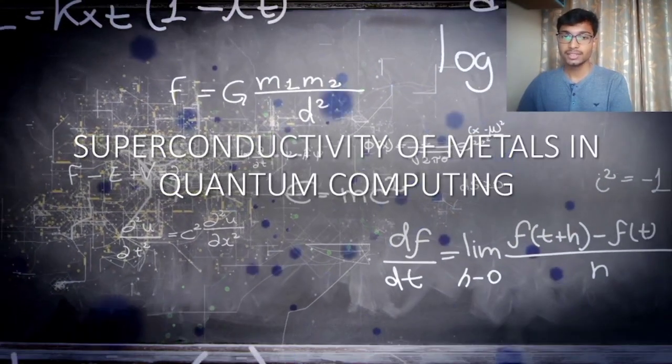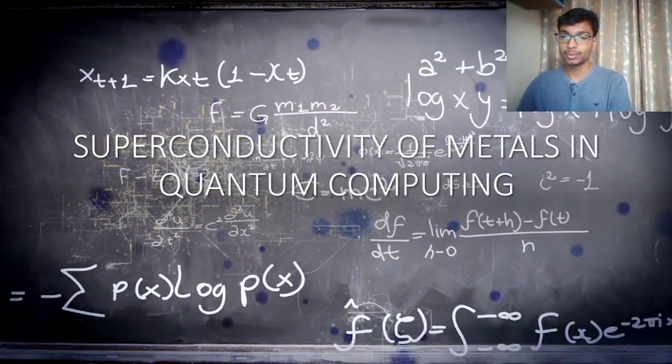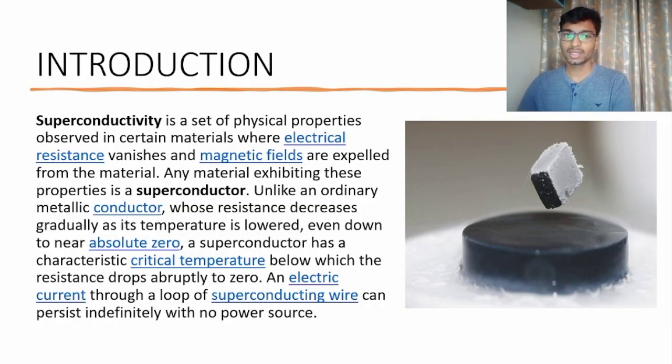Today, we will see the use of superconductivity of metals in the field of quantum computing. So what is superconductivity? Superconductivity is a set of physical properties observed in certain materials where electrical resistance vanishes and magnetic fields are expelled from the material. Any material exhibiting these properties is a superconductor.